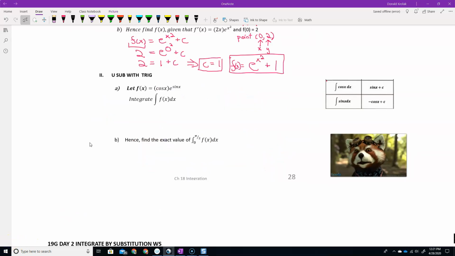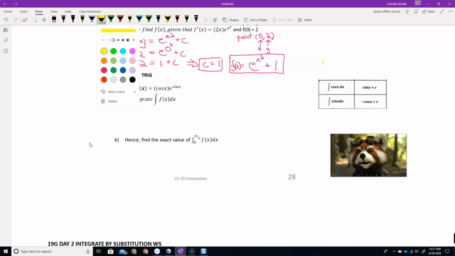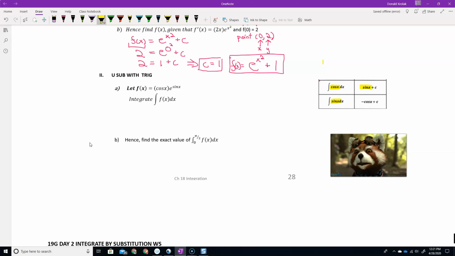Okay, now we've got an e and we've got a trig ratio in there. So U substitution with trig functions. All right, over here, I pasted our rules for integrating trig. So the antiderivative of cosine is sine, and the antiderivative of sine is negative cosine. So what I notice here is that if I let u equal sine, when I do the derivative of it, I'm going to get negative cosine, and I'll be able to cancel this part out.